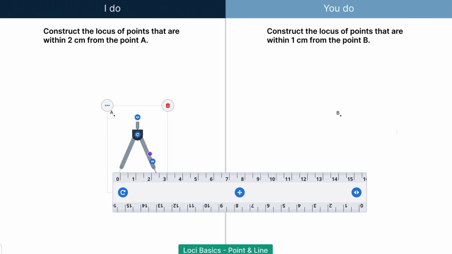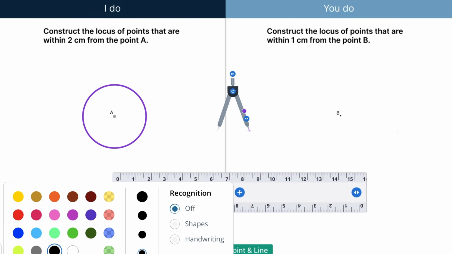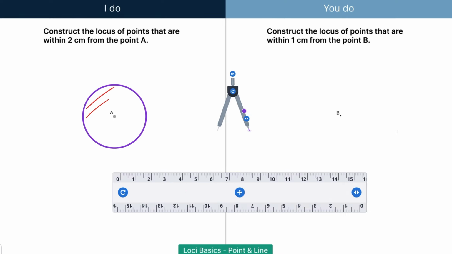Oh, no, don't press that. It can be a little bit tricky on the iPad. There we go. I am going to do the exact same thing I did before. The only difference this time is that it says that are within 2 centimeters. So I'm just going to take my pen and let's just use a different color. And I'm just going to shade in that region. So it's within the 2 centimeters.